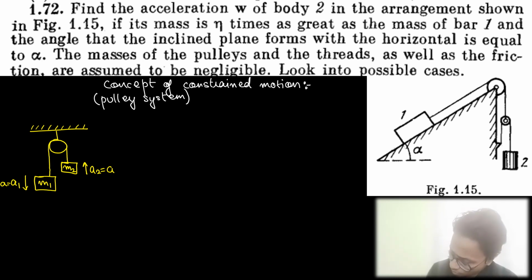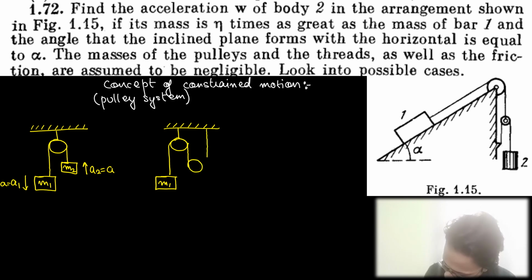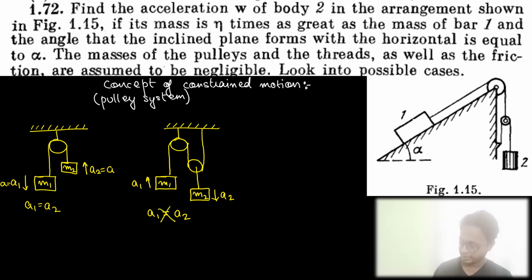But what if I have a pulley system that looks like this? There is a pulley, there is mass M1, and from this pulley there's another pulley that is attached to this block. And this pulley is attached to mass M2. Here, this is the acceleration A1 and this is the acceleration A2. Here, will the acceleration A1 be equal to A2? No, this is incorrect here.